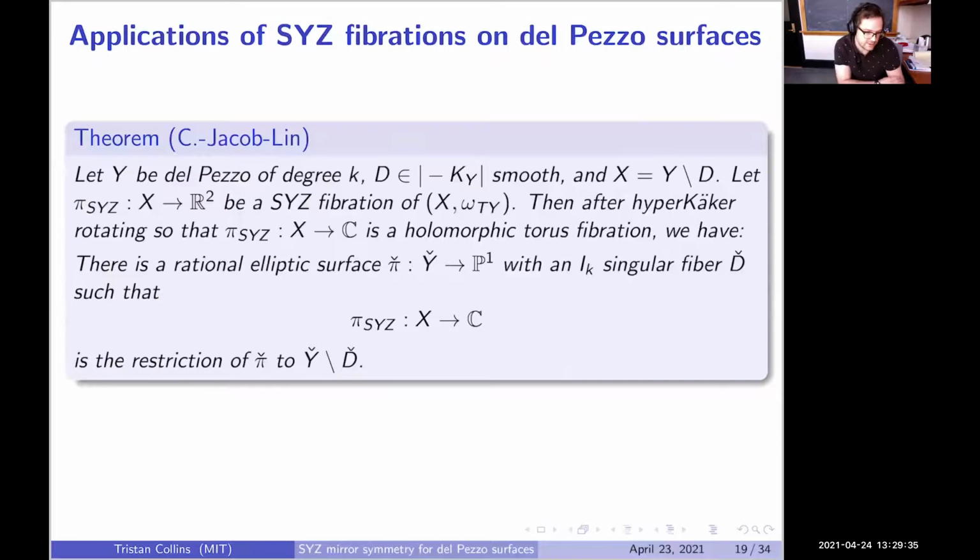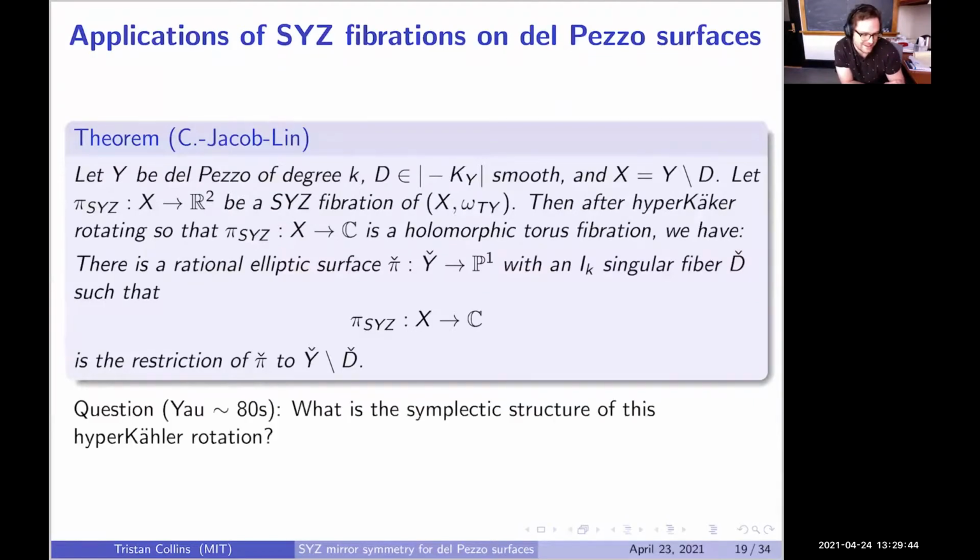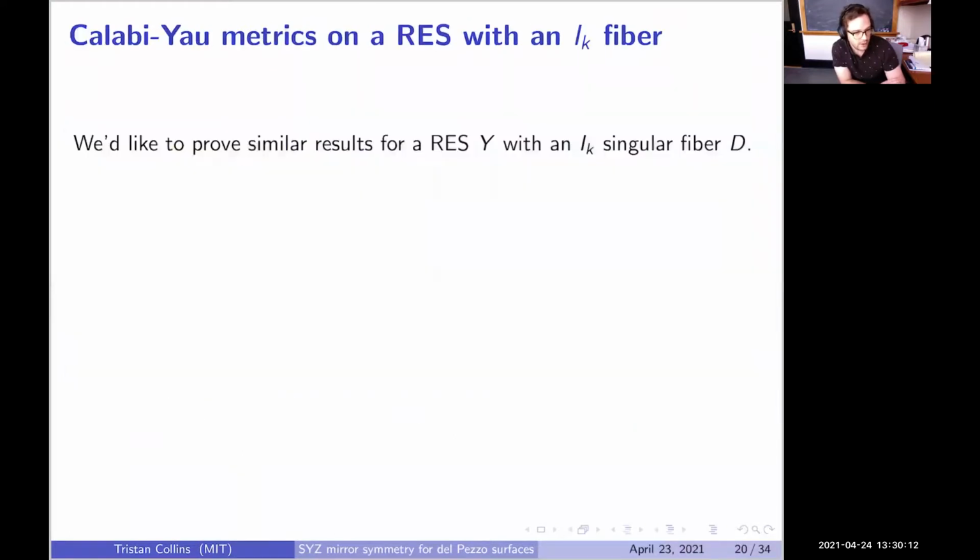Okay, but I will not claim that this is the mirror just yet. So a question that Yau asked in the 80s, which he communicated to us, was that he wanted to know what the symplectic structure of this hyper-Kähler rotation was, because you had this Calabi-Yau metric, you change the complex structure, it gives you some Kähler structure on this non-compact manifold. And he wanted to understand what the symplectic structure was. Okay, so I'll come back to that question in a bit.